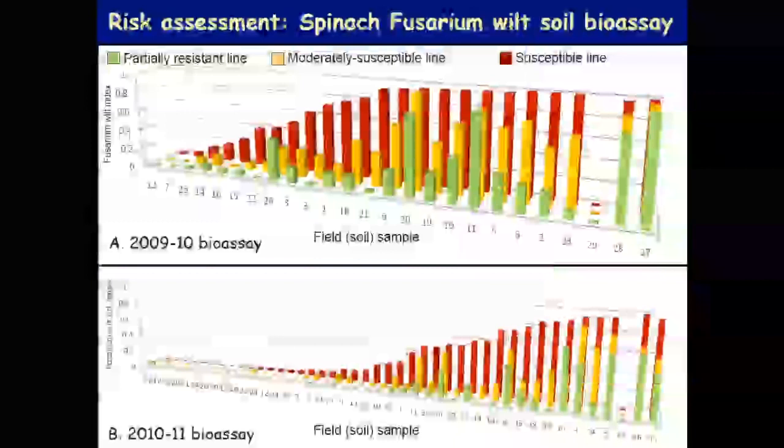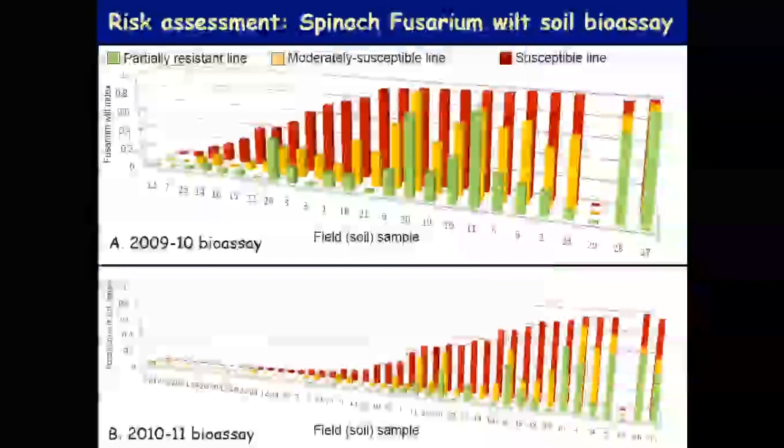We plant that soil out in the greenhouse with 3 female lines, susceptible, moderate, and resistant, represented by the green, the orange, and the red lines. We can monitor the spinach, and the growers come and look at the soil they've submitted in the greenhouse, to see how much risk there is of Fusarium wilt based on the susceptibility of their parent lines. In these 2 figures, from 2 different years, we're in our 5th year of offering this bioassay to growers every winter.